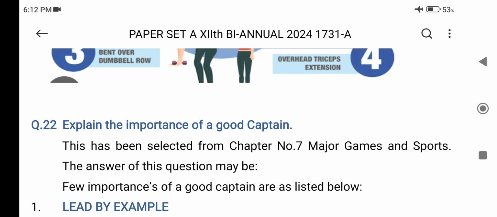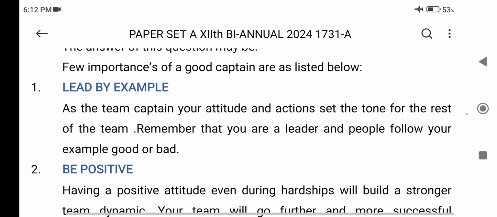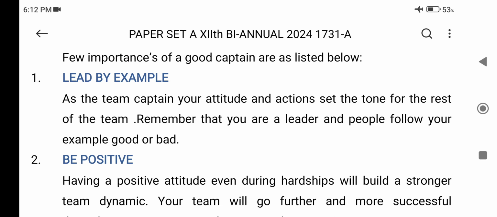Question number 22. Explain the importance of a good captain. This question has been selected from chapter number 7, Major Games and Sports. The answer of this question may be: a few importances of a good captain are as listed below. Number 1. Lead by example. As the team captain, your attitude and action set the tone for the rest of the team. Remember that you are a leader and people follow your example, good or bad.